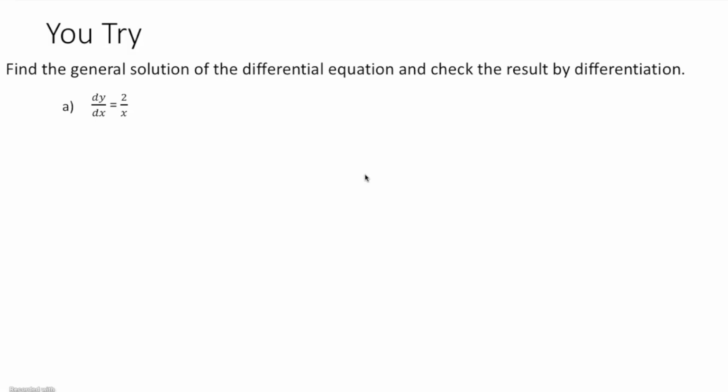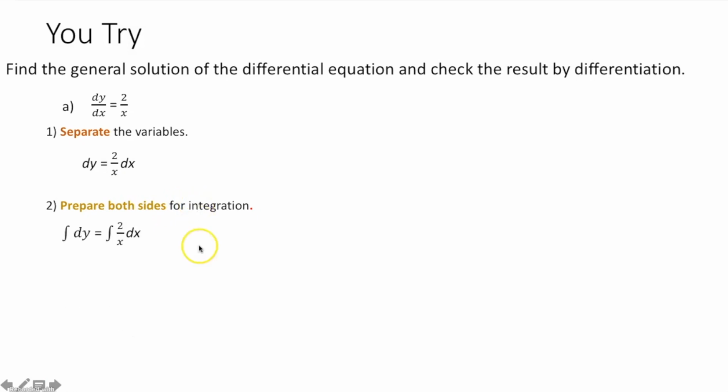You try. Okay, again, solving a differential equation. The first thing you need to do that you get points for on the AP test: separate the variables. So multiply both sides by dx to get the y's on one side and the x's on the other side. Done. Next, what we can do is prepare both sides for integration. So I'm going to integrate both sides of this equation.